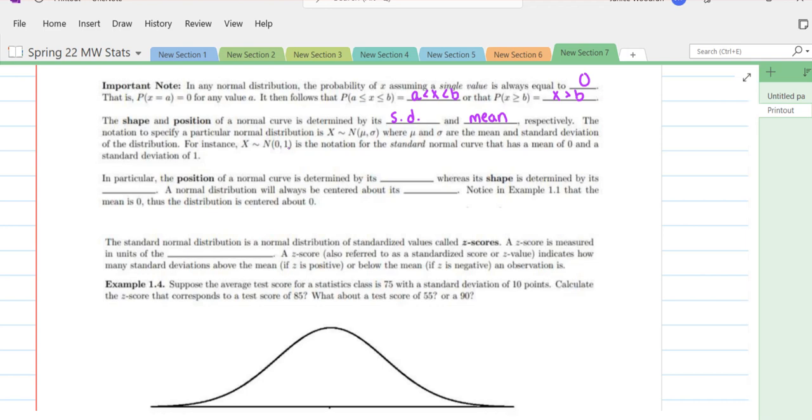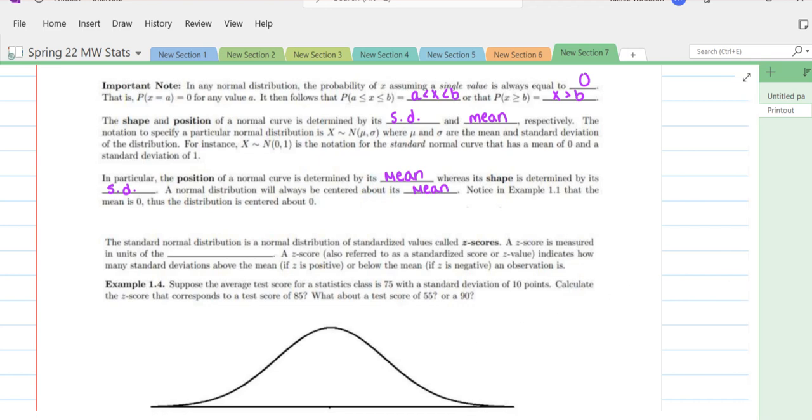In particular, the position of a normal curve is determined by its mean, whereas its shape is determined by its standard deviation. A normal distribution will always be centered about the mean. Notice in example 1 that the mean is 0 and the curve is centered about 0.